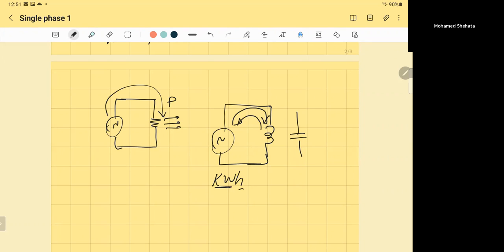If you have a light bulb, 100 watt, and you turn it on like 8 hours a day, you consume 800 watt hour energy. You divide it by 1,000, then you get 0.8 kilowatt hour. I'm talking about 1 day, 8 hours. Then you pay the bill according to this energy.